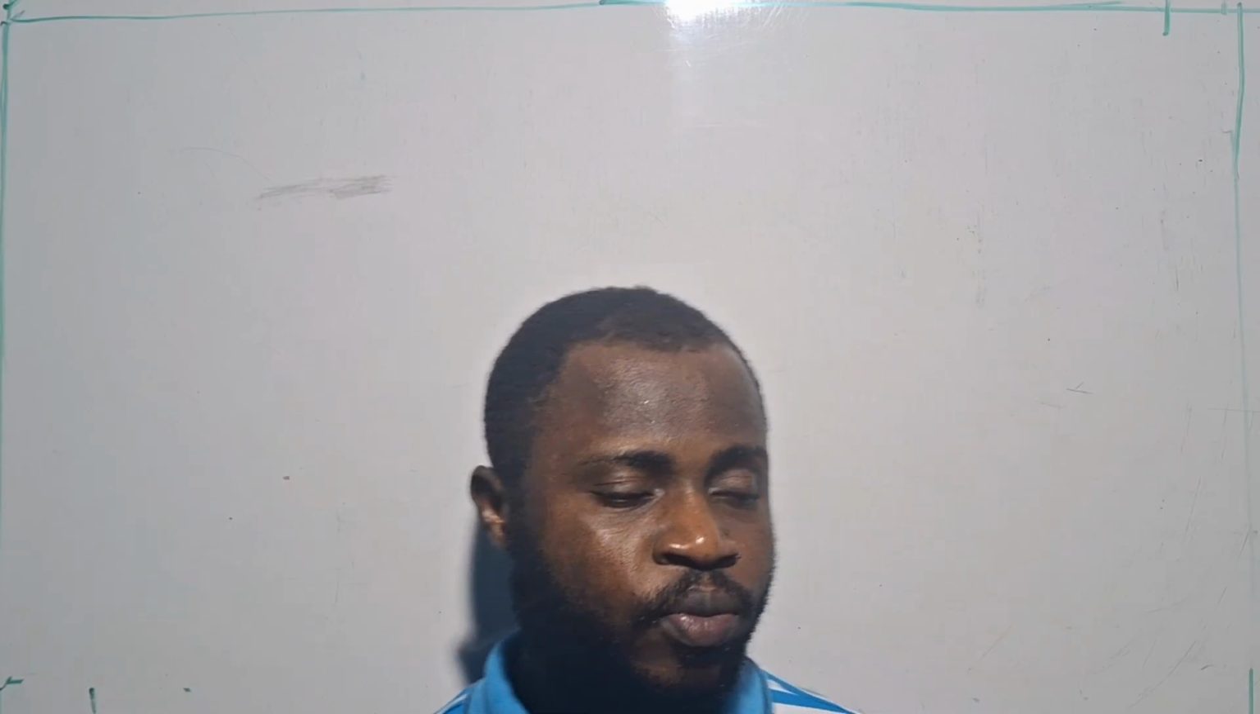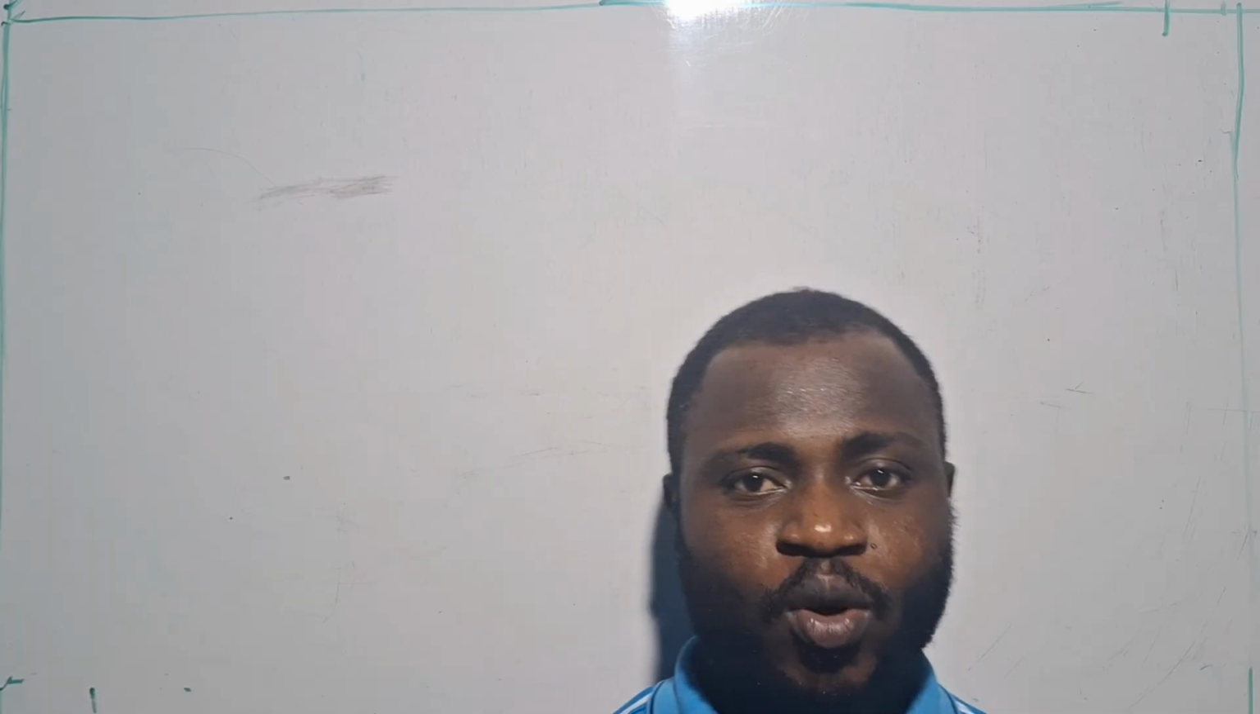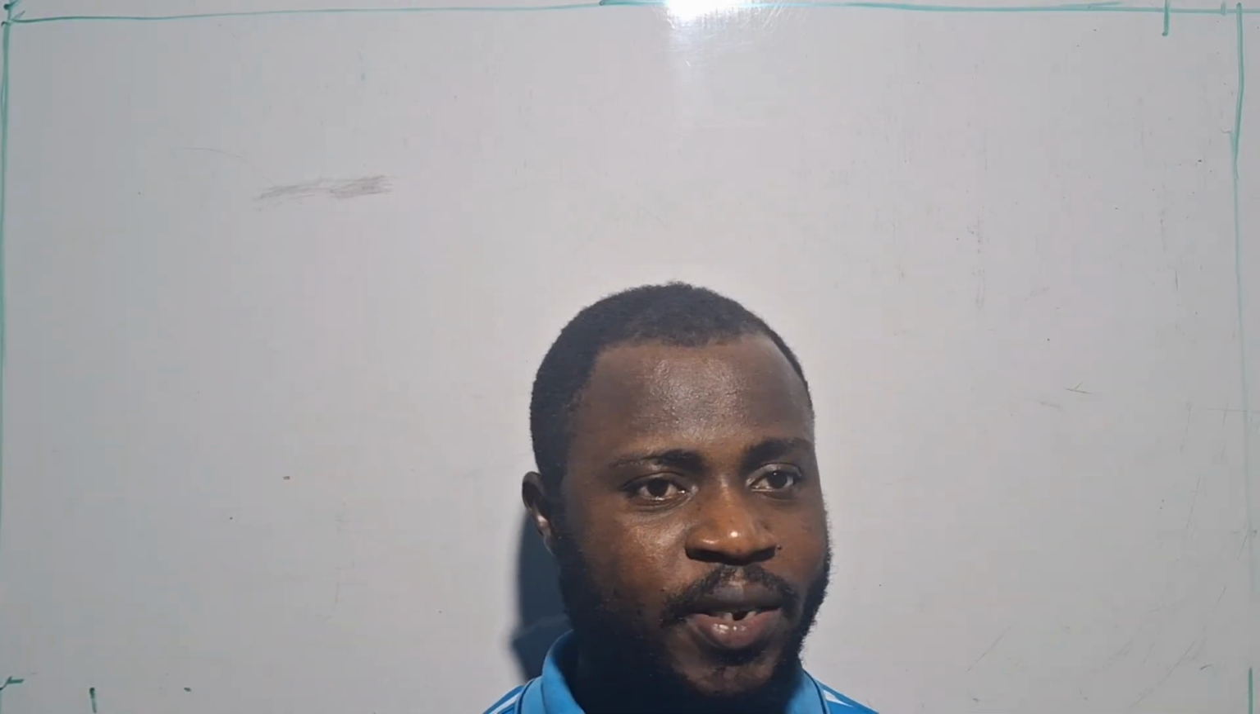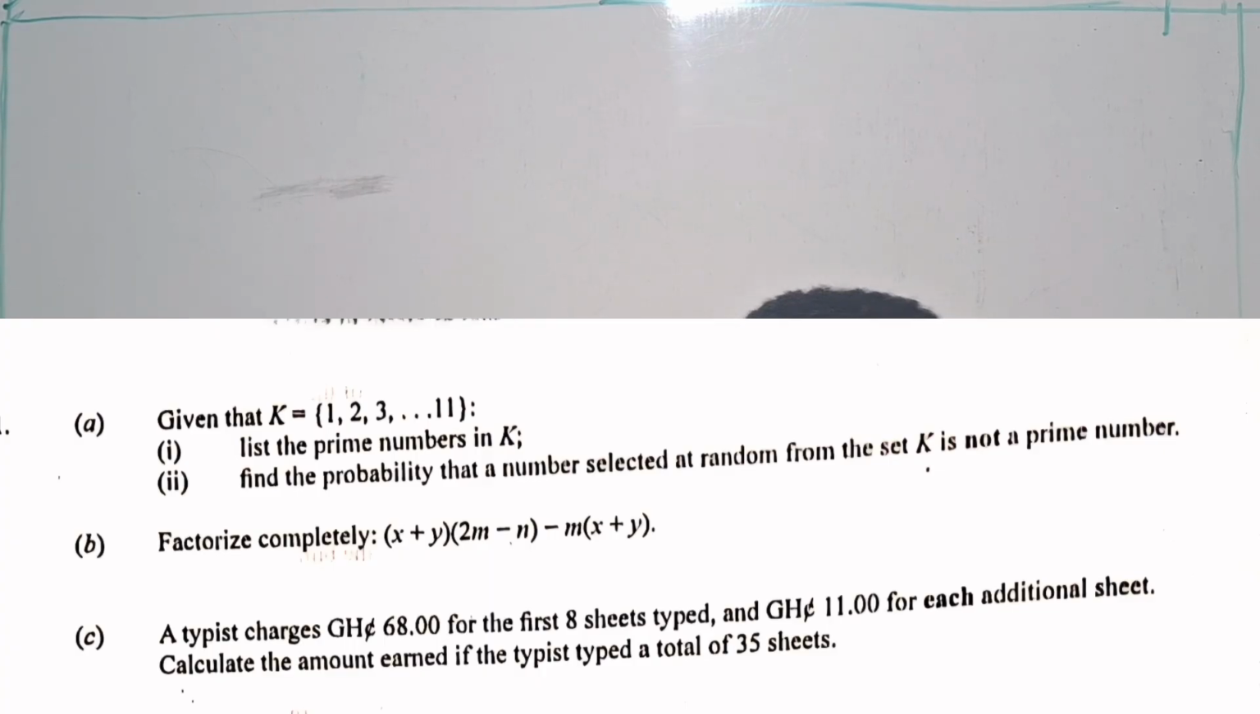We are quickly going to solve question 1, which students will solve for 15 cool marks. As the question is on the screen, given that K is 1, 2, 3 dash 11, you have to list the prime numbers in K. Then part II says find the probability that a number selected at random from the set K is not a prime number.